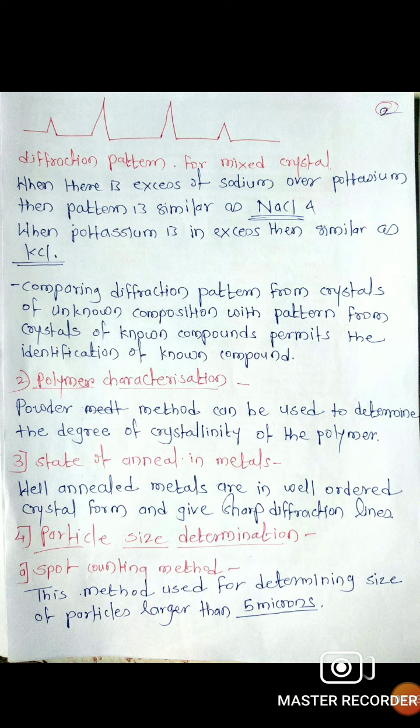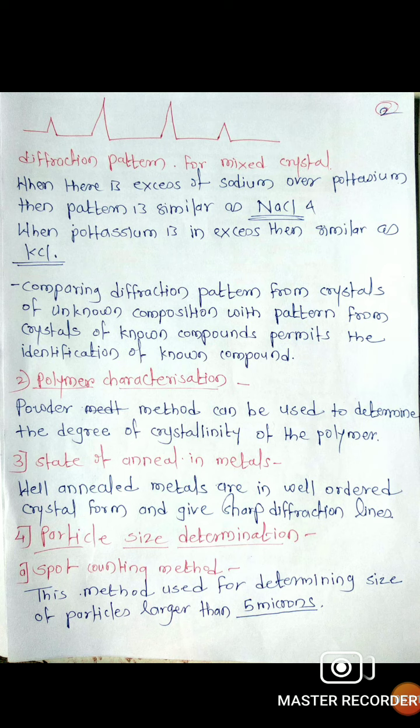The amorphous material in the polymer will scatter at all wavelengths and give a scattered pattern. However, crystalline material will have a crystal structure and will produce definite diffraction lines or spots. This is the main difference between the amorphous compound and the crystalline compound. Because of this difference in scattering pattern, we get information about the degree of crystallinity of that compound. Then the third application is the state of anneal in metal.